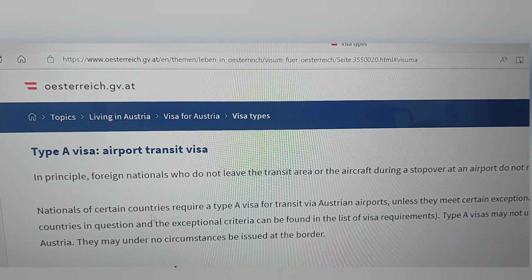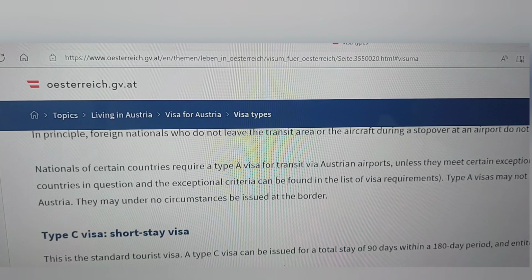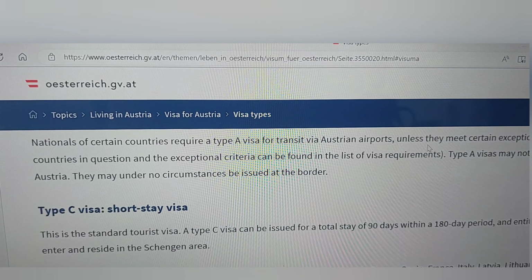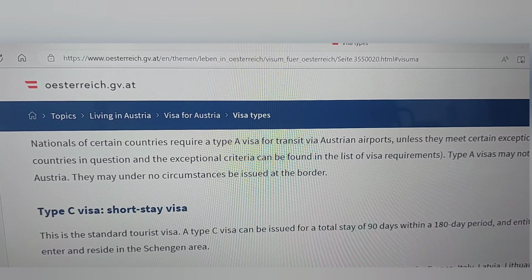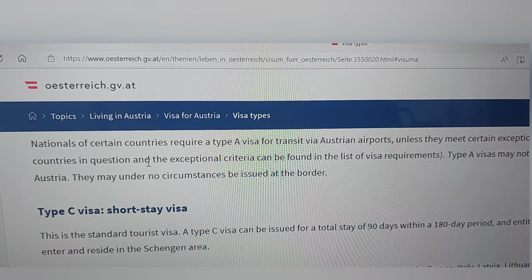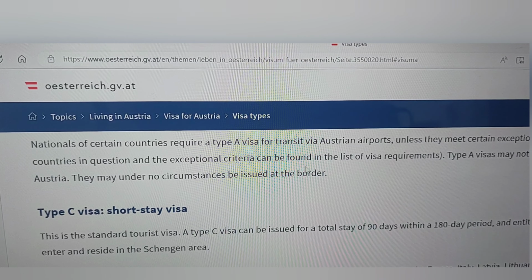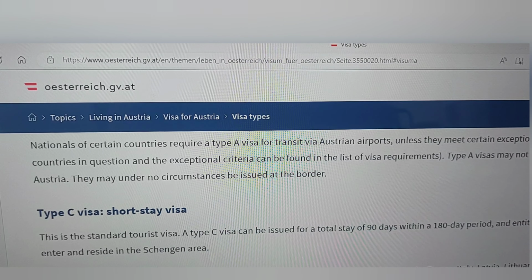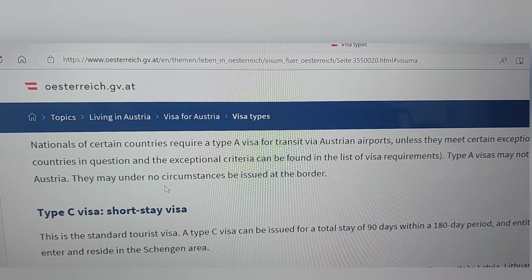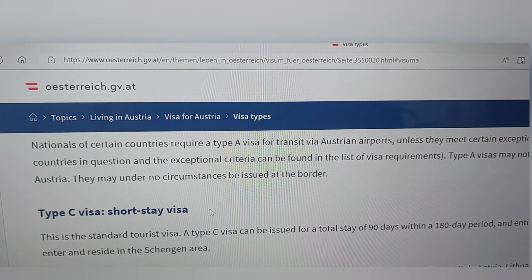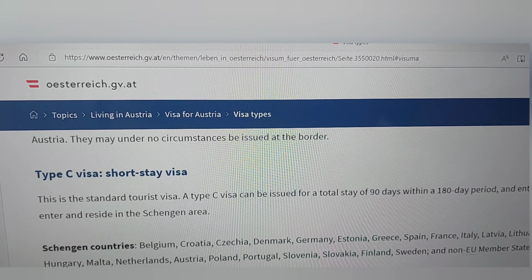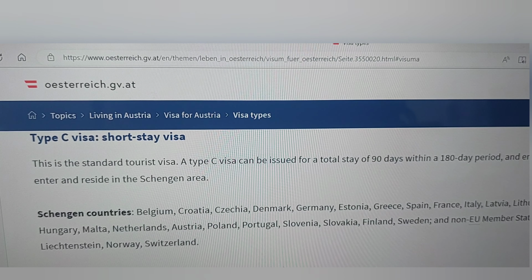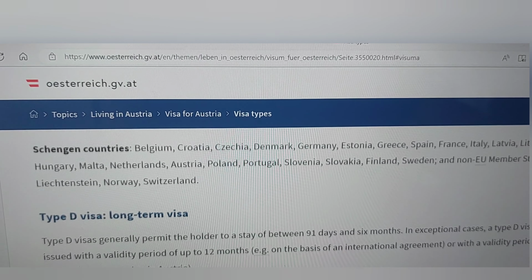Nationals of certain countries require a type A visa for transit via Austrian airports unless they meet certain exceptional criteria. The countries in question and the exceptional criteria can be found in the list of visa requirements. Type A visas may not usually be issued in Austria. They may under no circumstances be issued at the border. You have seen that, so if it concerns you, take note of that. We are concentrating on type C visa and type D visa.